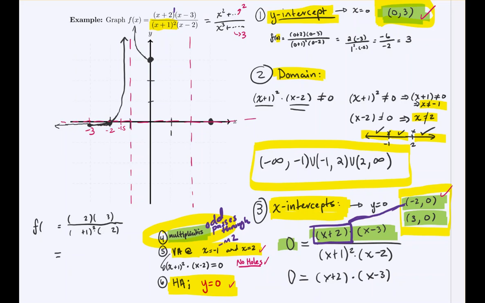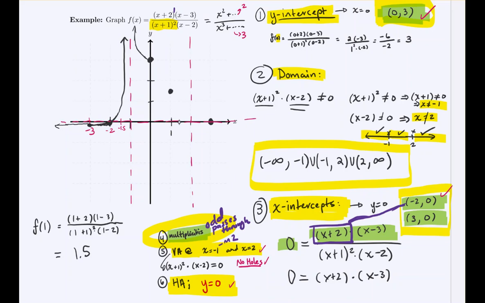So when x is 1, pause the video, find the value, unpause to check your work. And we get the output value 1.5.